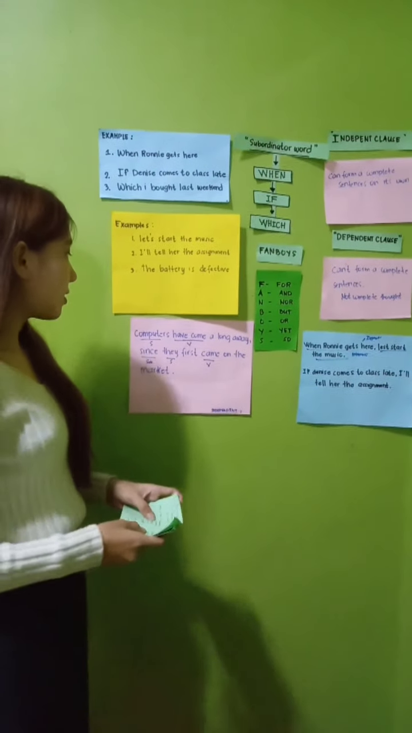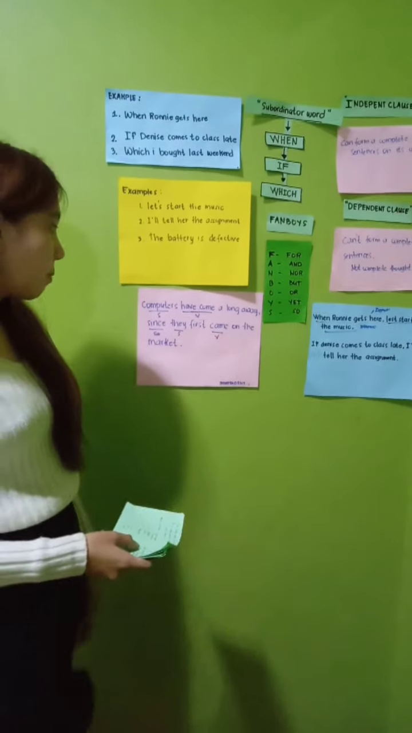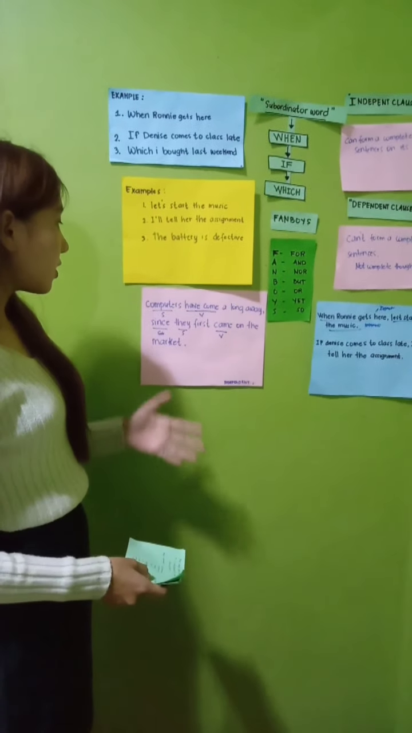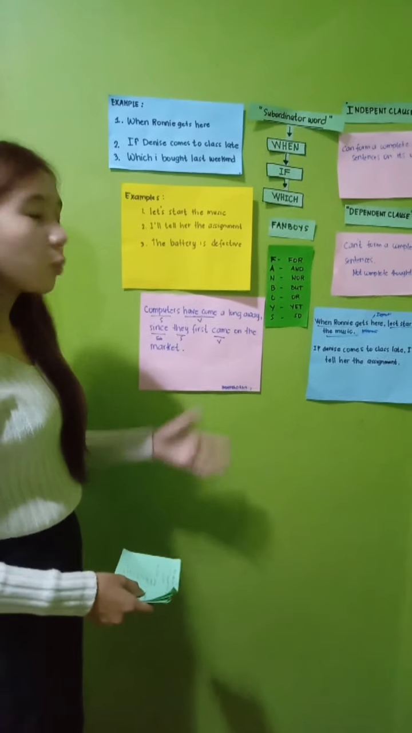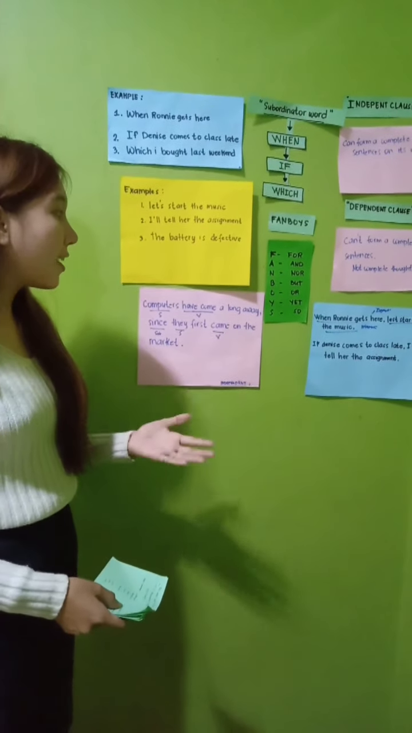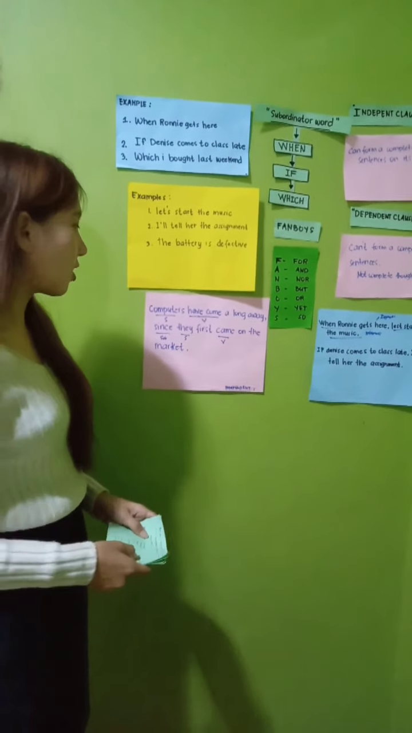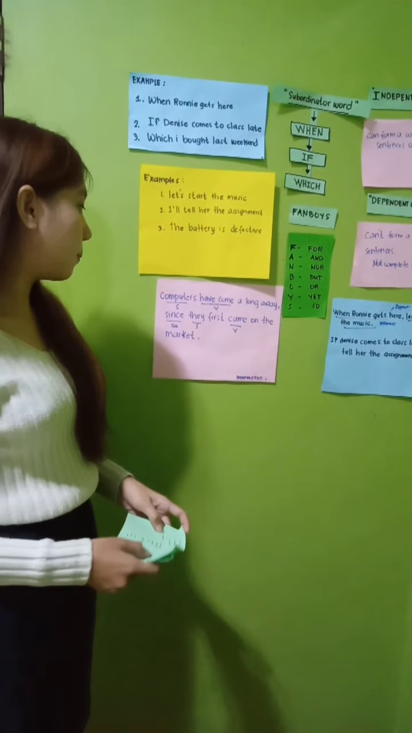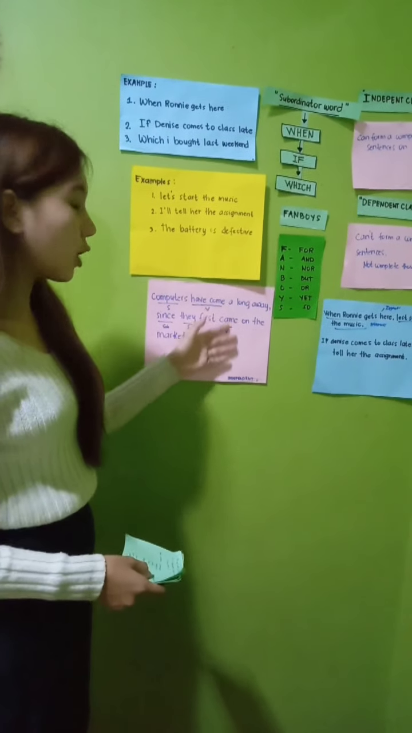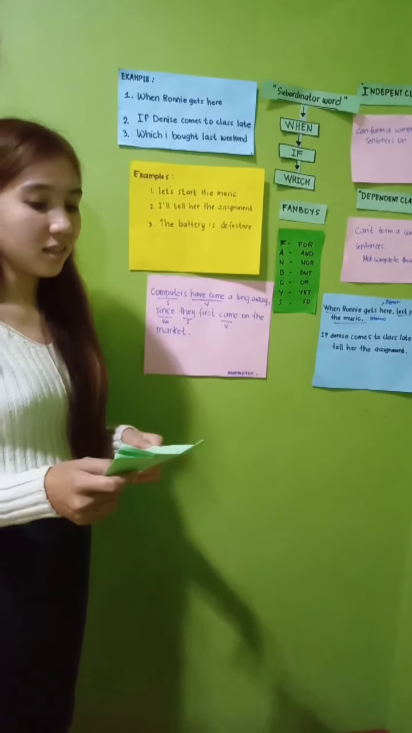Take a look at this: computers have come a long way since they first came on the market. As you can see, we have the subject computers, the verb have come, and the proper placement of commas. We have since, which is the subordinating conjunction, and then the subject they again, with the verb came. So this is an example of dependent and independent clauses in one sentence.